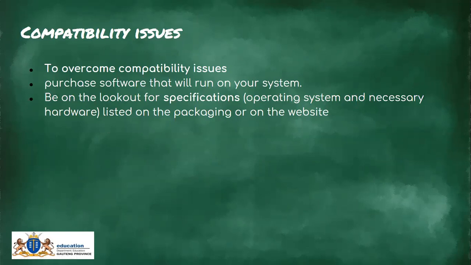To overcome compatibility issues, you must buy software that will run on your system. Be on the lookout for the specifications of your hardware and operating system listed on the package or on the website of that particular software. So you know this one can only run on this platform, and if you've got a computer with lower hardware specifications, that means you need to upgrade. It is very important.